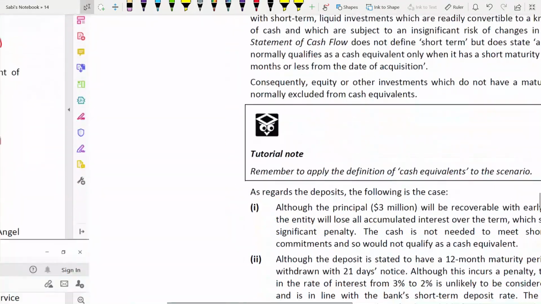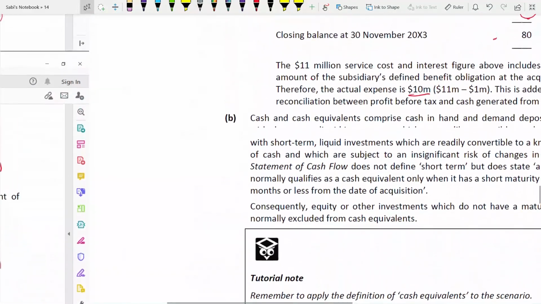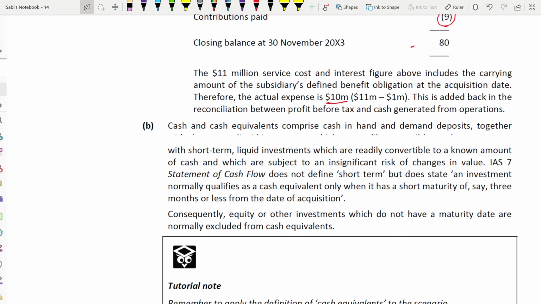Now let us go to the second, where we have to define the cash equivalent, which is for 5 marks. And then we are going to go through the marking scheme as per our tradition. So we are starting by defining cash and cash equivalent. It comprises cash in hand and demand deposits, together with short-term liquid investments which are generally readily convertible to a known amount of cash and which are subject to insignificant risk of changes in value. All these things need to be there. Definition needs to be there as it is, like short-term liquid investment is included.